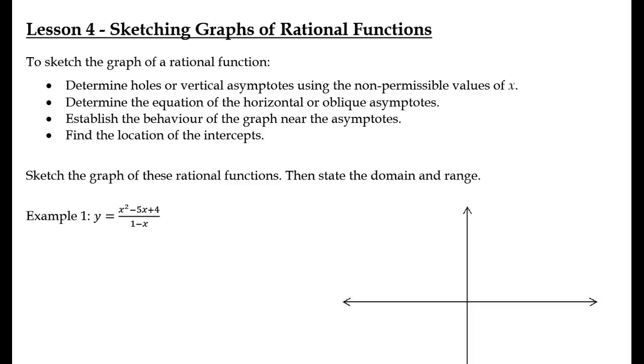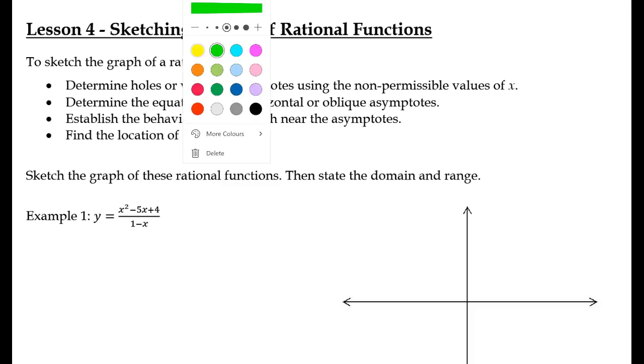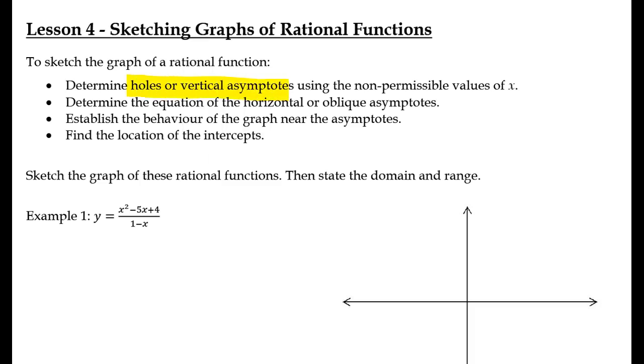So sketching rational functions, there's some key things that we need to watch out for. We've got watching out for holes and vertical asymptotes, and that's going to be a really important part. And we do that by using our non-permissible values, okay, determining the equation of horizontal and oblique asymptotes, and establishing the behavior of the graph near the asymptotes. And then, of course, any intercepts, if there are any.